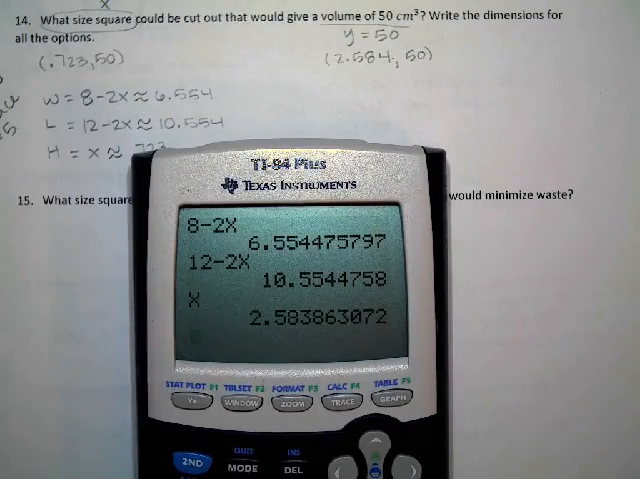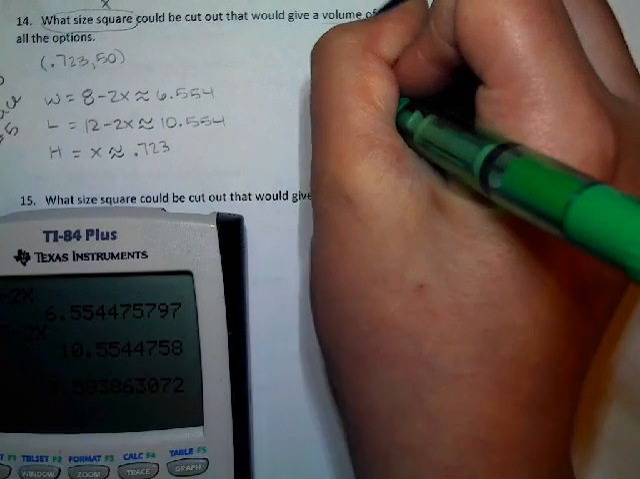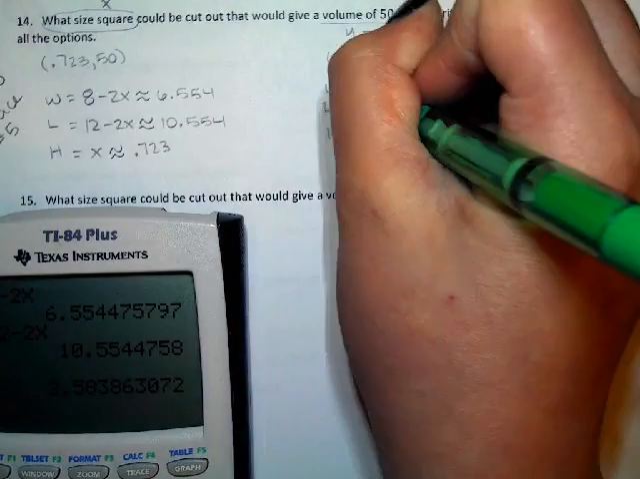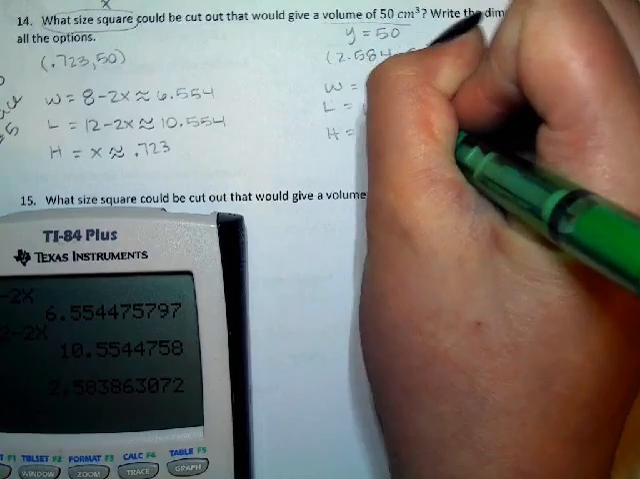Now, when you do this on an assignment, you do not have to write this every single time. It is good to have in your notes because your notes are what you're going to look back on to understand something, which is why I'm writing it every single time. So 8 minus 2x, 12 minus 2x.